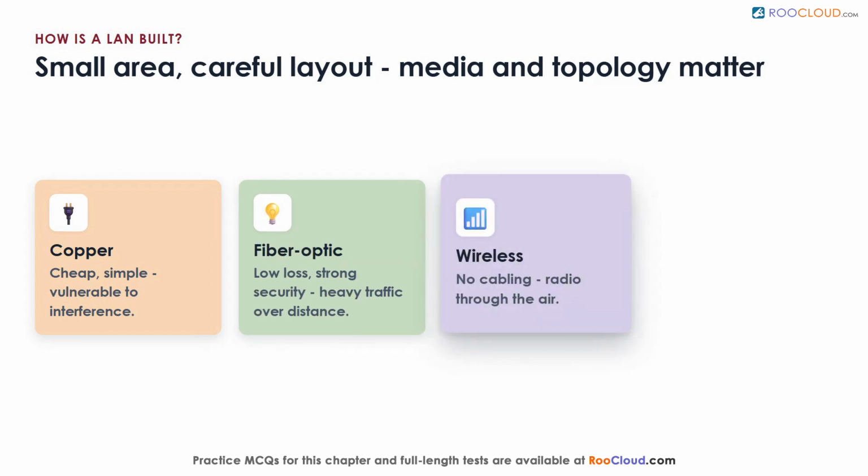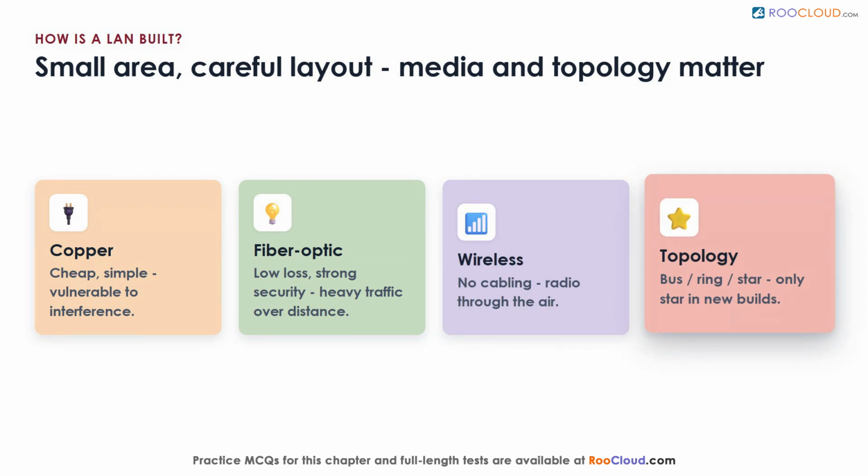Wireless radio sends data through the air with no cabling at all. Then there's topology, the shape of the network. The old options were bus, ring, and star. Today, only the star is used much in new construction.